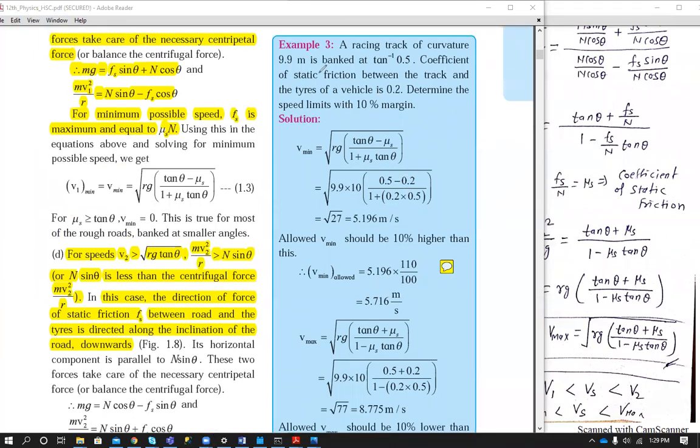So a racing track of curvature, this is your radius, is given. Banking with angle tan inverse of 0.5, theta is given, coefficient of static friction is given 0.2. Determine the speed limits with 10% margin. What does it mean? You have a formula for V minimum and V maximum. All data is given, you just put it in and you will get the answer. So that is your answer.